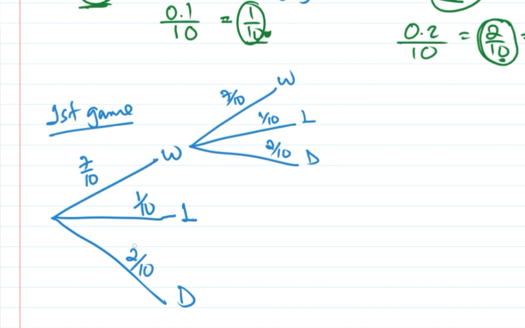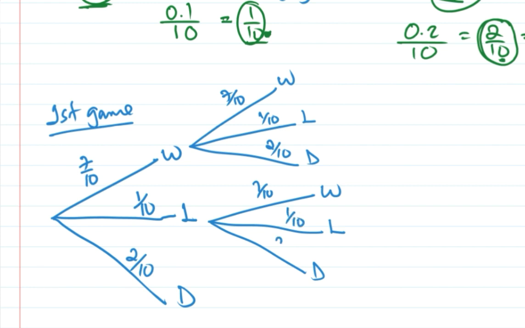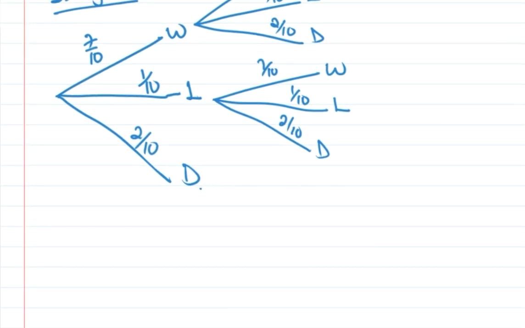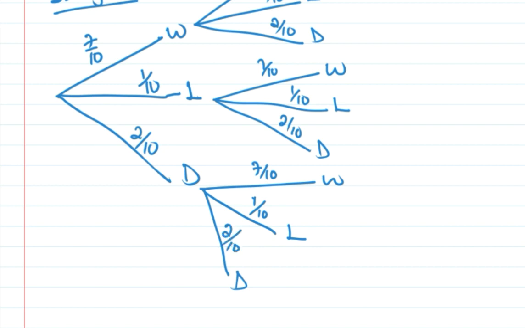So we have 7 over 10, 1 over 10, and 2 over 10. It is a game: she will either win, lose, or draw. So we have here 7 over 10, 1 over 10, and 2 over 10.